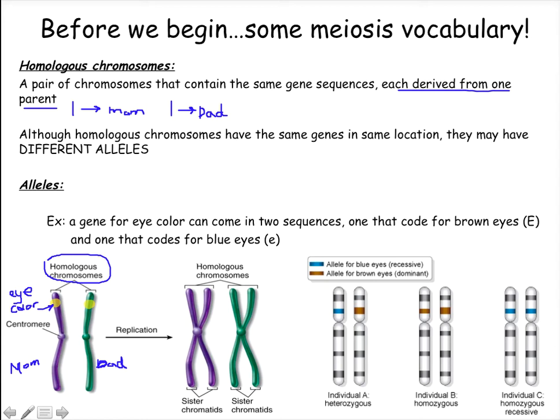Okay, if you travel further down the chromosome and maybe you've got a gene for metabolism there, then on the homologous chromosome from mom, you're going to have a gene for metabolism. And so on all the way down the chromosomes.